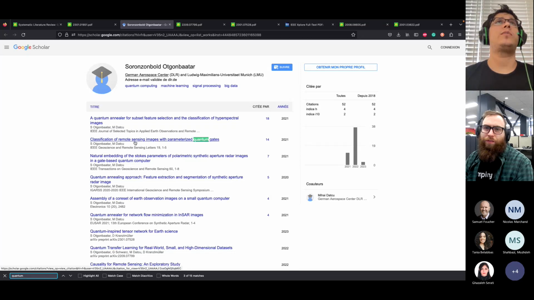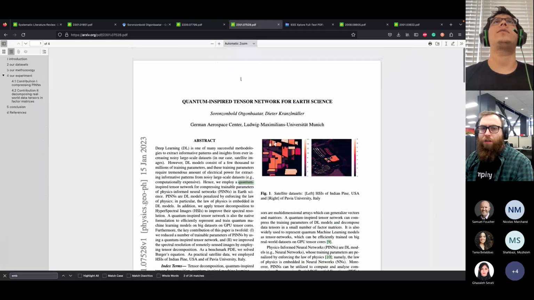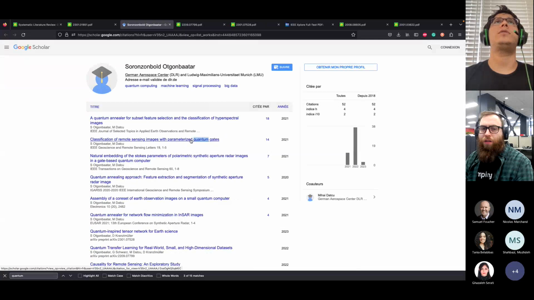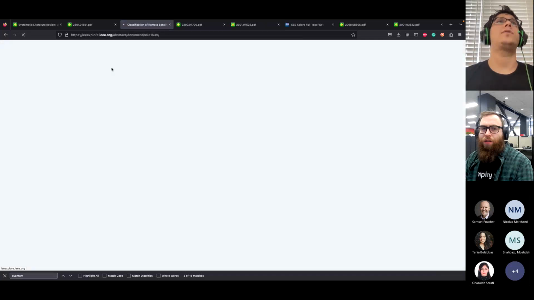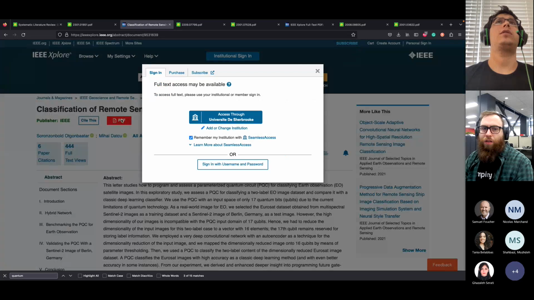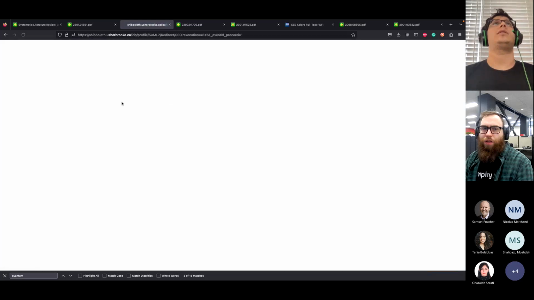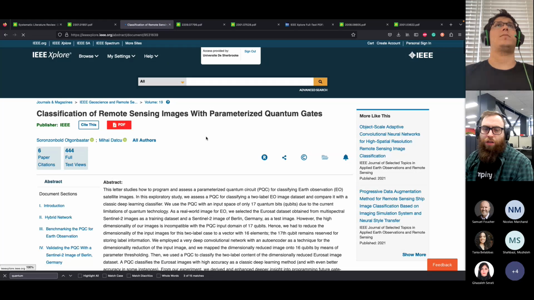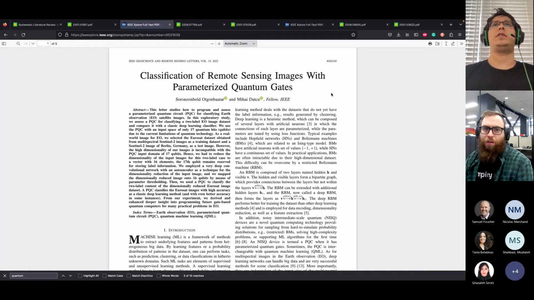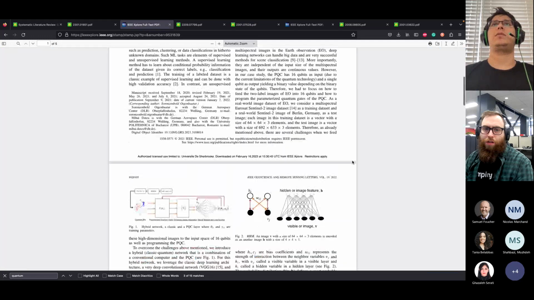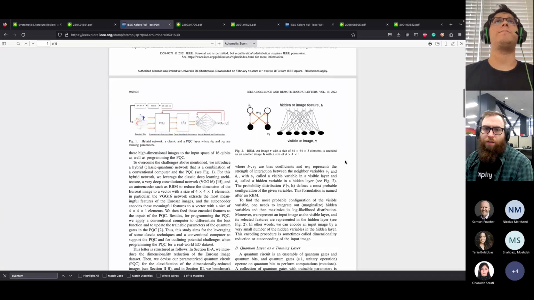The next one, classification of remote sensing images with parameterized quantum gates. So parameterized quantum gates means variational circuits. Is this one of the ones that I already looked at? No, so let's have a look at this one. Should I log in? Okay, I can. Yes, so let's look at what this paper is doing. Hybrid networks. Yes, this is another thing we can try.